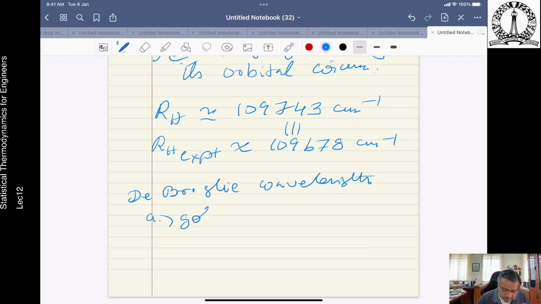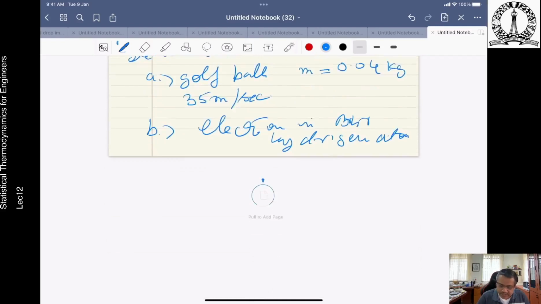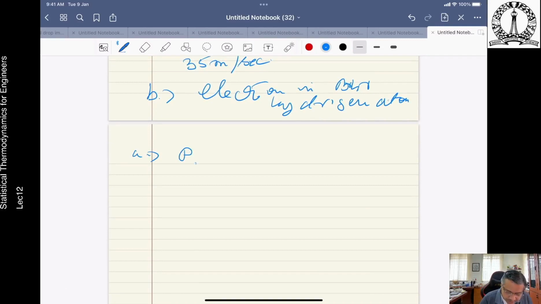Say a golf ball with a mass of about 0.04 kg, traveling at a velocity of 35 meters per second. And then, of course, an electron in the Bohr hydrogen atom. So this is just a quick calculation to show. First, the linear momentum of the golf ball is mv, which is equal to 0.04 into 35, which is about 1.4 Newton second.